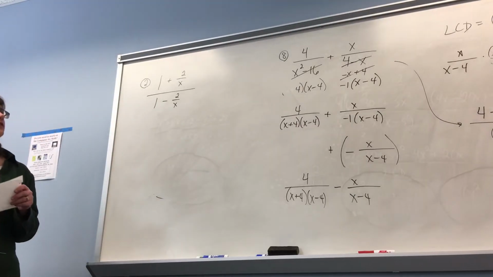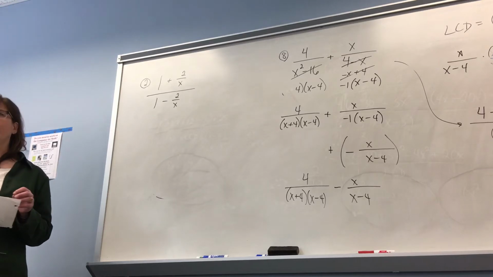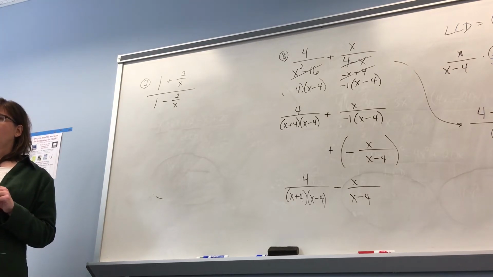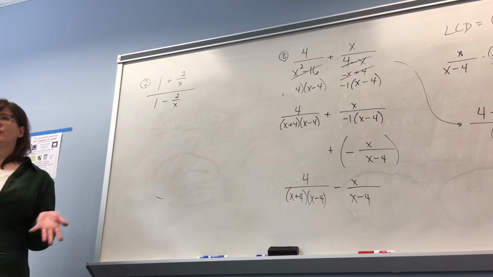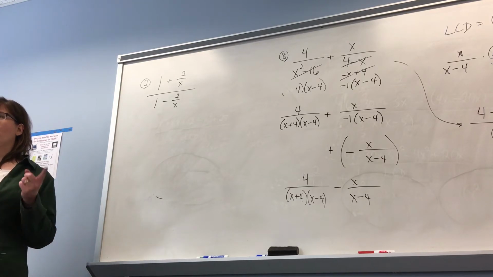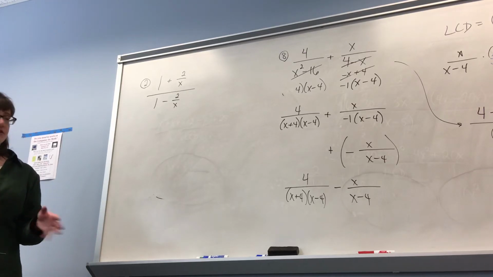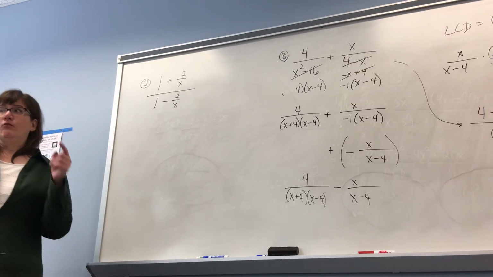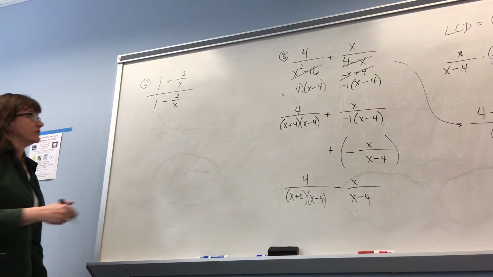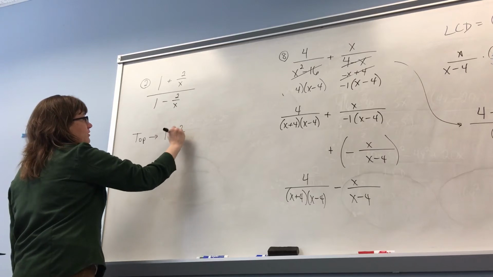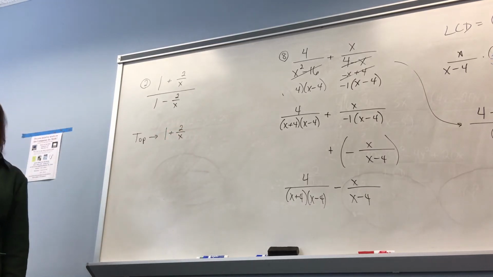Suppose I have 1 plus 2 over x, over 1 minus 2 over x. I can't just multiply by the reciprocal because I don't have one fraction divided by one fraction. So what I'm going to do is work on it and make it one fraction divided by one fraction. First I'm just going to look at the top, and I'm going to do that operation, 1 plus 2 over x.